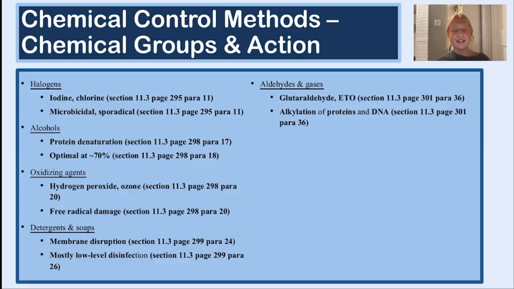And then lastly, we have aldehydes and gases. So these include glutaraldehyde and ethylene oxide, and these are among the most powerful chemical agents because they alkylate proteins and DNA, which halts metabolism and replication, which then allows them to function as true sterilants under certain conditions.